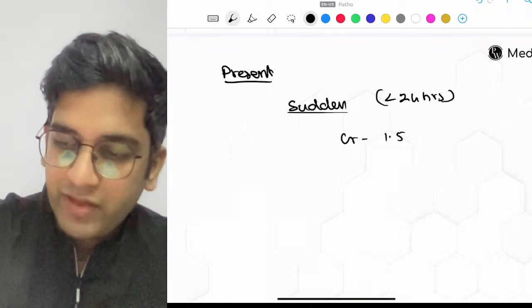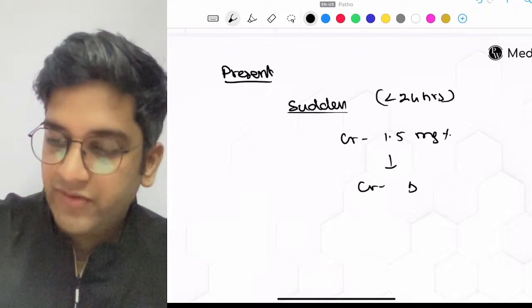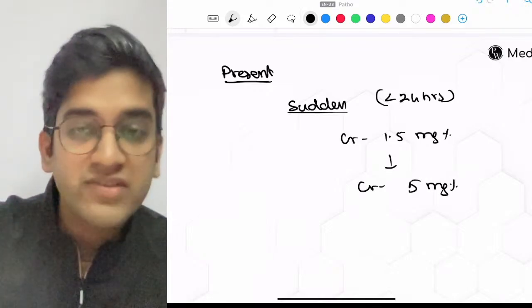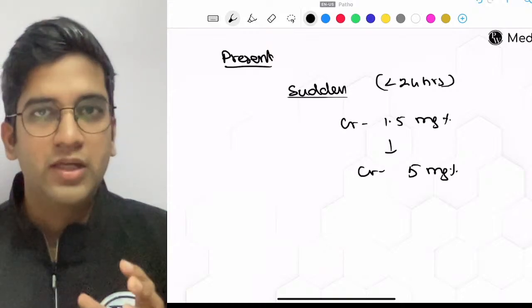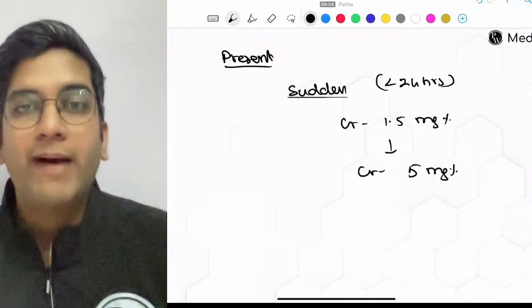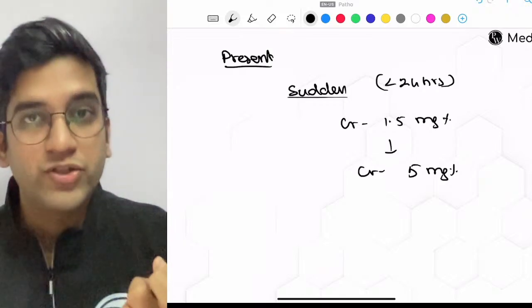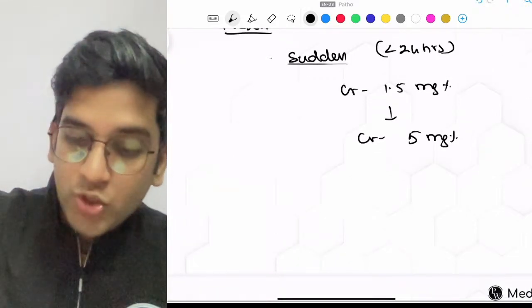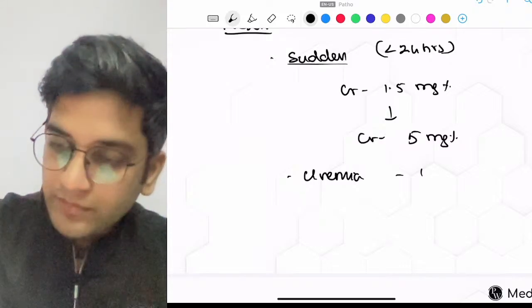Creatinine of, let's say, 1.5 milligram percent becomes a creatinine of like 5 milligram percent. If I have this sudden progression within a day, I have to suspect RPGN. That's the diagnostic point. You might have edema, might not have edema, because of a very fast, very rapid onset. They might end up having uremic encephalitis, uremia related symptoms as well.